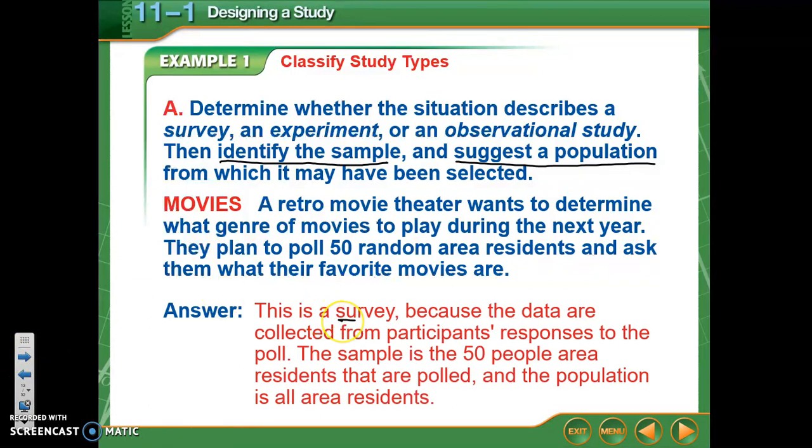So this would be a survey because the data are collected from participants' responses. They're taking a poll. The sample is the 50 people, the 50 random area residents that are polled. And the population would be all area residents. We can't talk to all of the population. We can't talk to everyone who lives in the area. So that's our population, and our sample is taken from that population. Our sample is the 50 people.